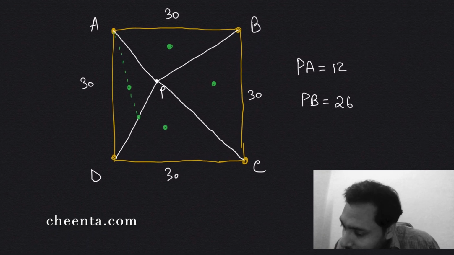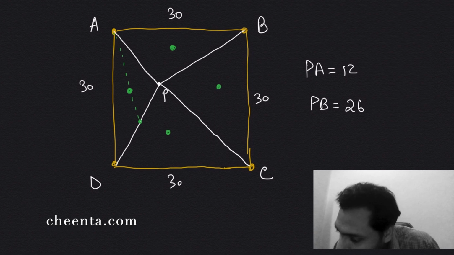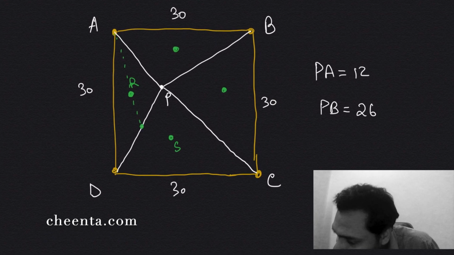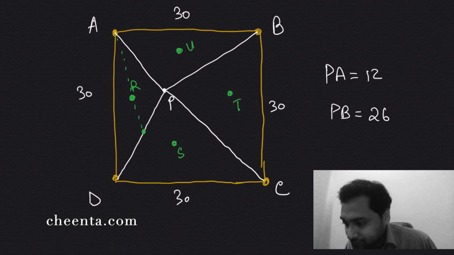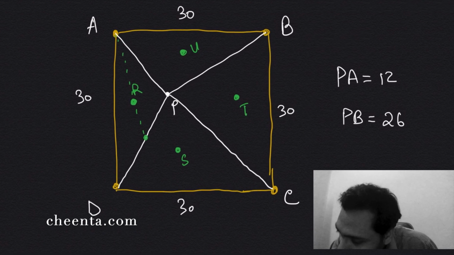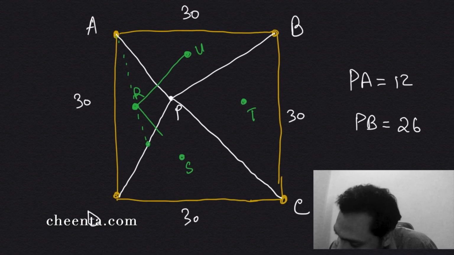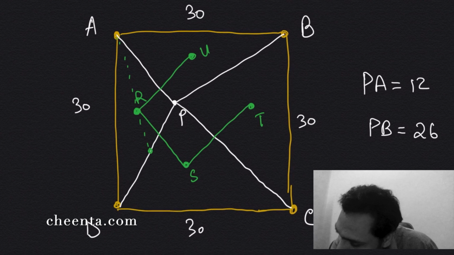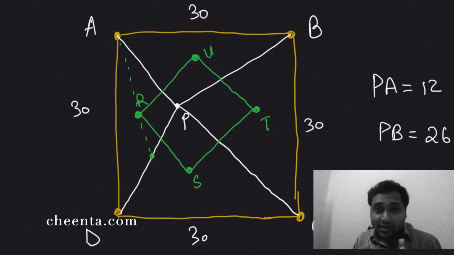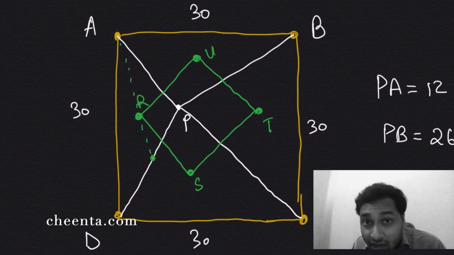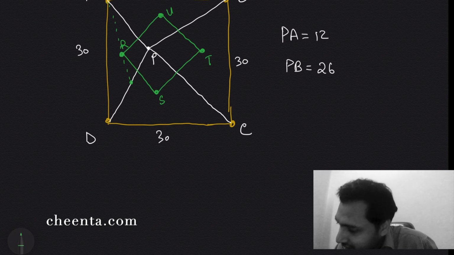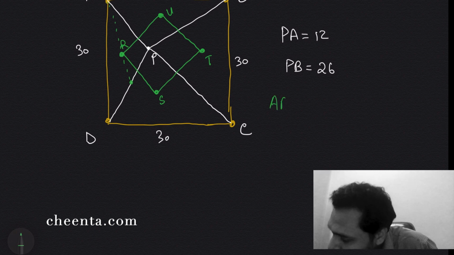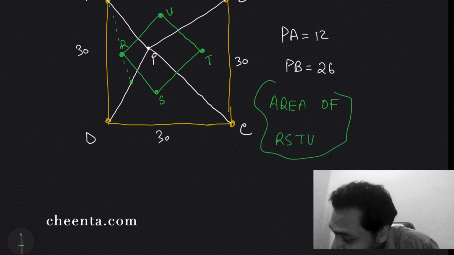Okay. Now let's call these points R, S, T, U and join R, S, T, U. So let's join these. At the end of the day, we want to find the area of RSTU. This quadrilateral. So that is our goal.